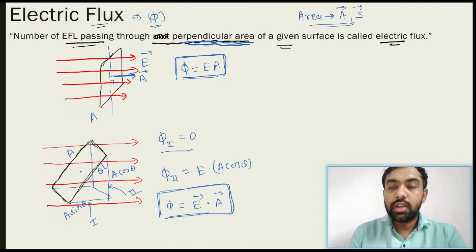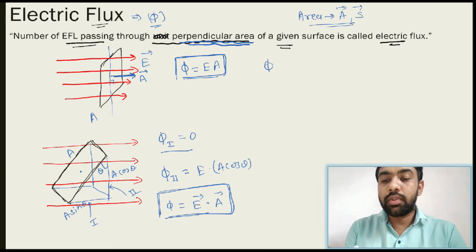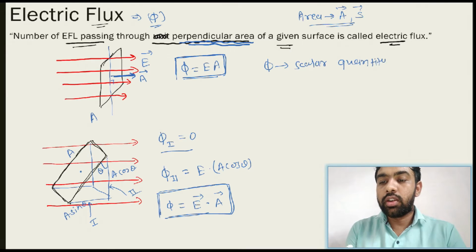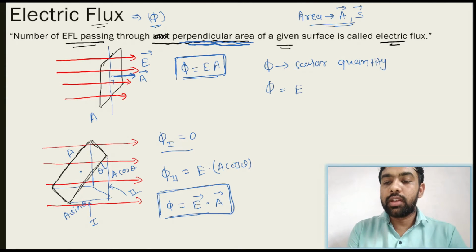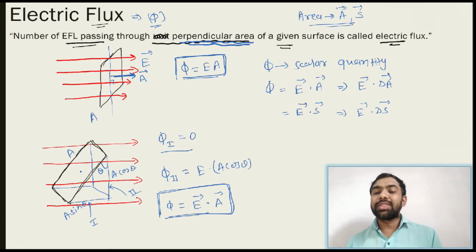What is the general equation? E dot A. This is the simple relation of the flux. So from this, flux is a scalar quantity. You must remember flux is a scalar quantity, and it is given as phi is equal to E dot A. Also it is represented like this, E dot delta A, or it is also written like this, E dot S. Sometimes it is also written like this, E dot delta A. Here S and delta A represent area, and E represents electric field.